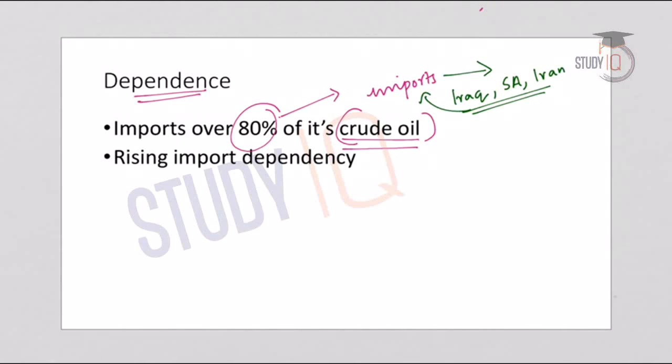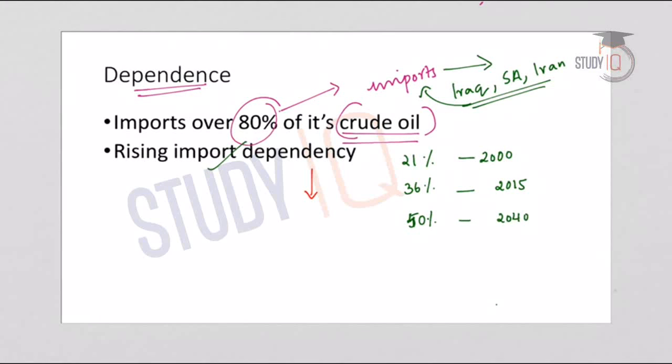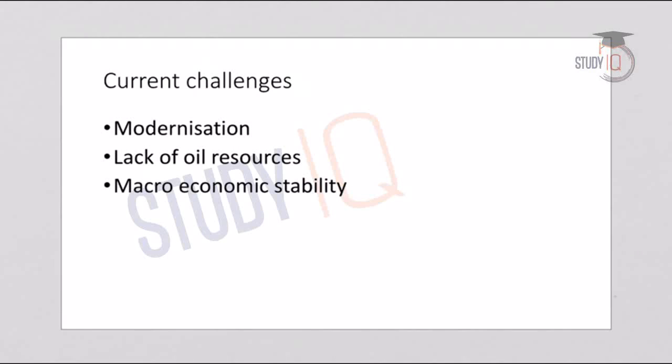Now coming to India's import dependency in its energy mix, it has also increased from 21% in the year 2000 to 36% in the year 2015, and it is expected that by 2040 this will increase to 50%. So generally we can say that there is a rising import dependency for India, especially with regard to oil and fuel requirements. Now moving on to the current challenges of India with regard to import of fuel and oil.